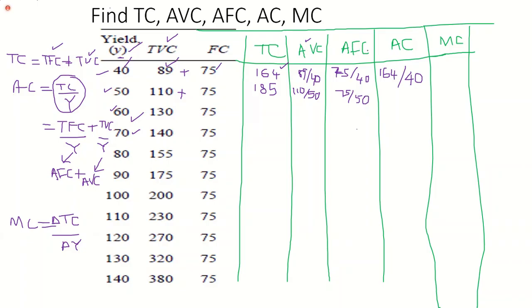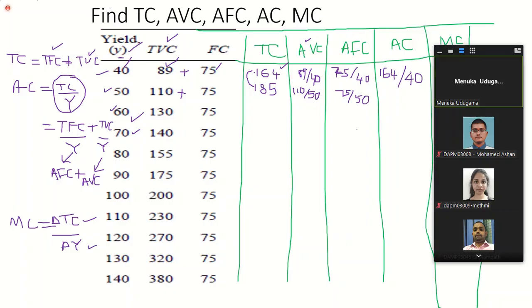Then the marginal cost. Marginal cost is actually the change in the total cost relative to a change in y. Now the change in total cost is this difference. We won't calculate the first one. For the first one it would be 164 minus 0, but we are not given the total cost before this, so we won't calculate for that. But for the second one, total cost again minus the previous. We'll calculate the third one also.